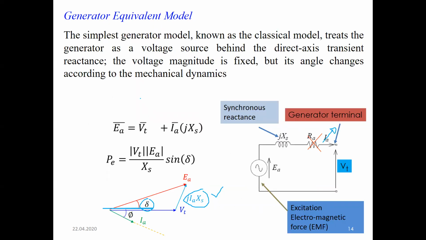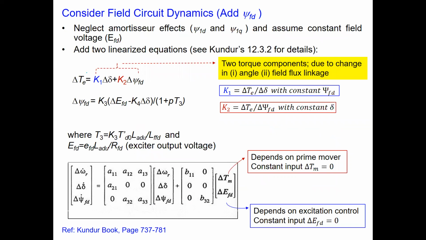So the change in the torque will be influenced by two components. One is the component of rotor angle change because of the load, and another is the component due to the change in the field flux linkage. Because of these two factors, the load angle part and the field flux part, there is a change in the electromagnetic torque, right?